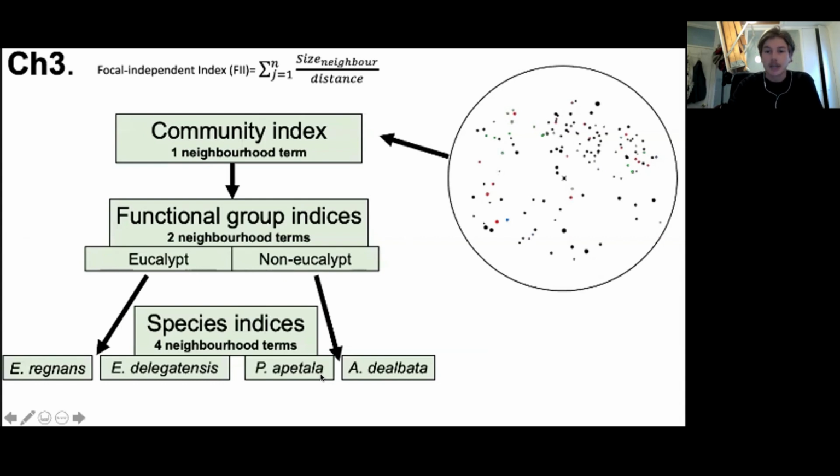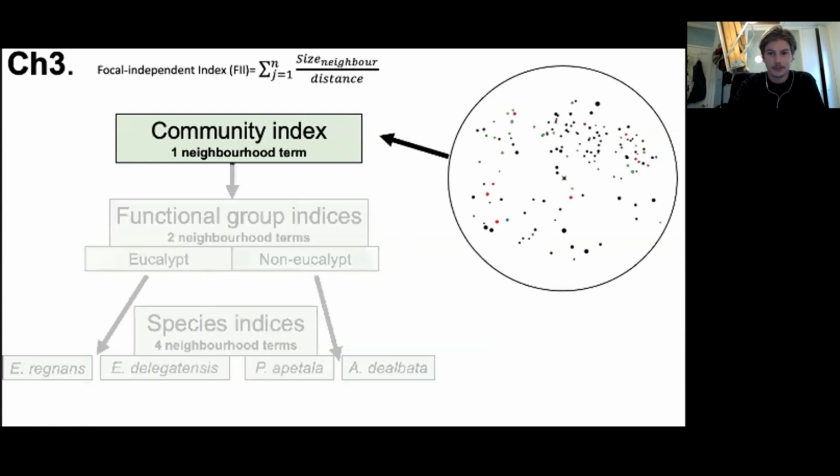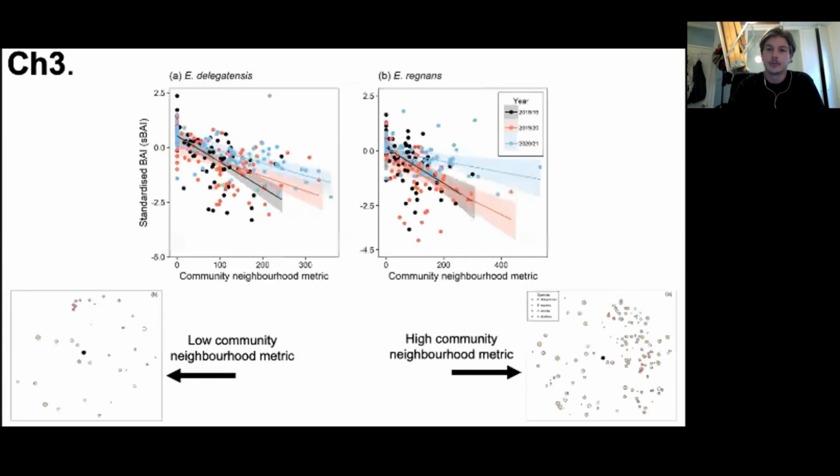So we fit these multiple models, which differed in how we grouped that neighbourhood index, and we used model selection to determine which level best described growth. And so we found that in both eucalypts, the community level neighbourhood index was best. And this suggests that all neighbours, regardless of their identity, are having a similar effect on eucalypt growth.